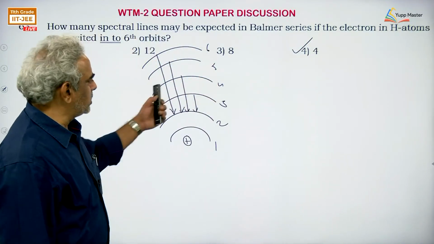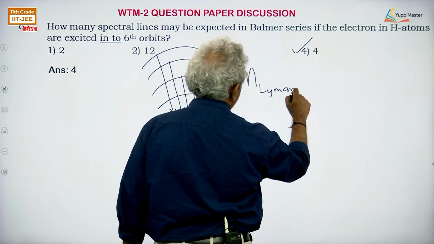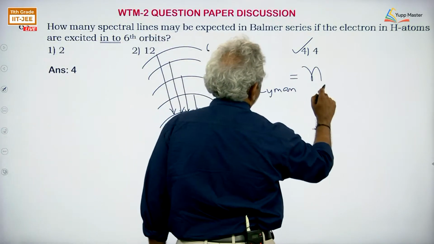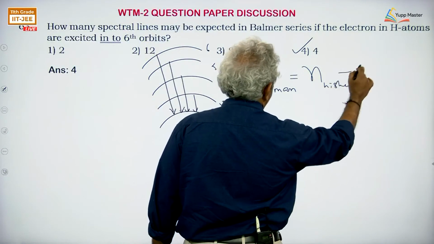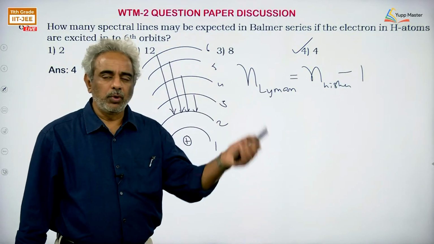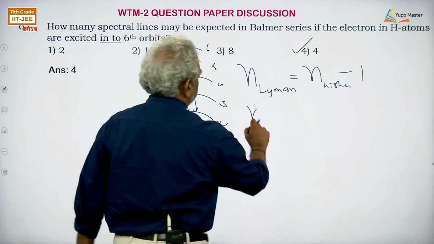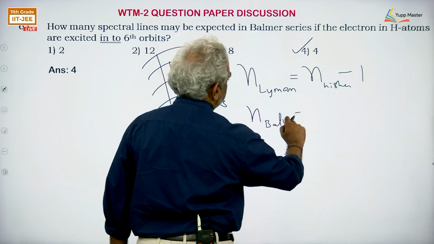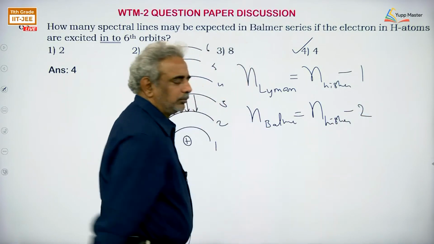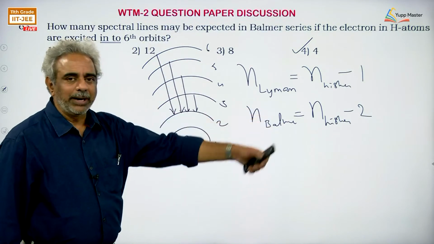First of all, in any species, if you take hydrogen, the number of Lyman lines from any higher state will be n higher minus 1. Suppose 5 to 1, 4 to 1, 3 to 1, 2 to 1, like that. So the number of Balmer lines will always be n higher minus 2. So 6 minus 2, 4 Balmer lines you will get.